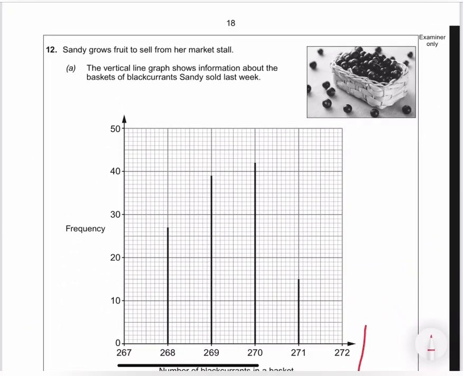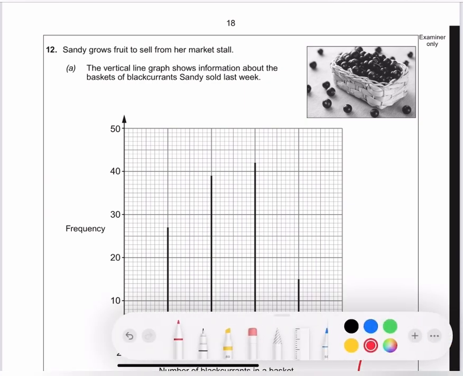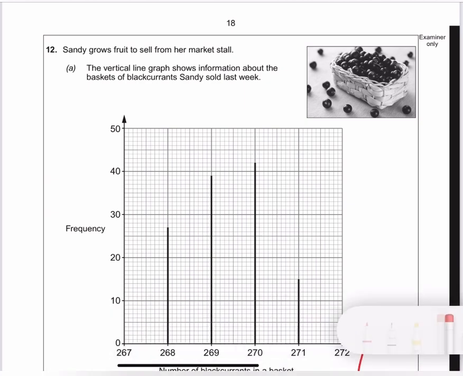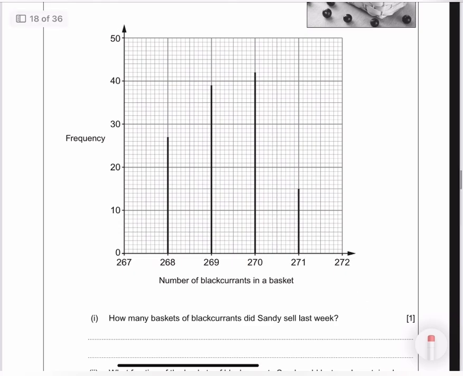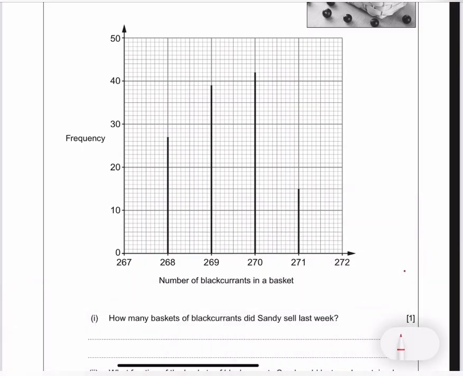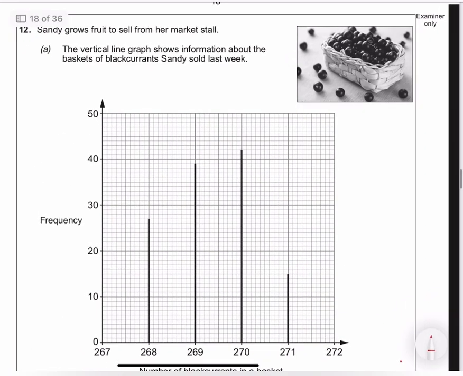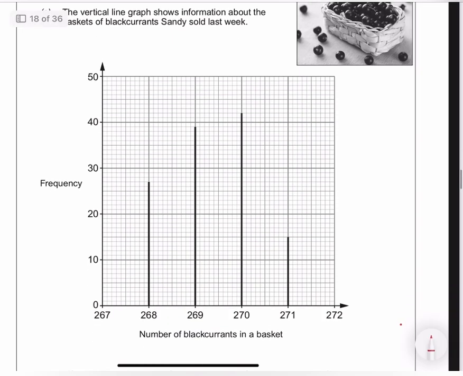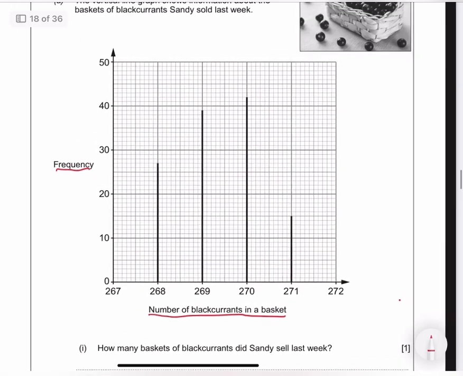Okay, question 12. Sandy grows fruit to sell from her market hall. So we're going to look at this graph. So we've got numbers of blackcurrants in a basket going across, and then the vertical axis shows frequency, how many baskets there are, that go up by 10. Okay, just examine your graph so you know what these two axis labels stand for.